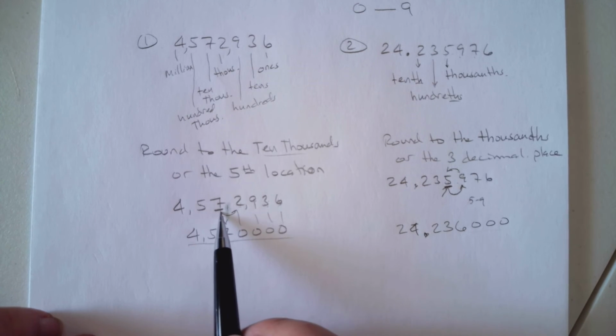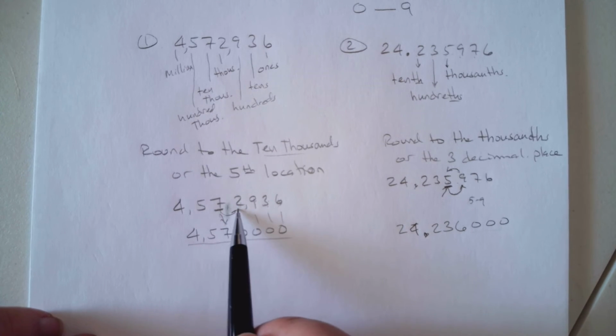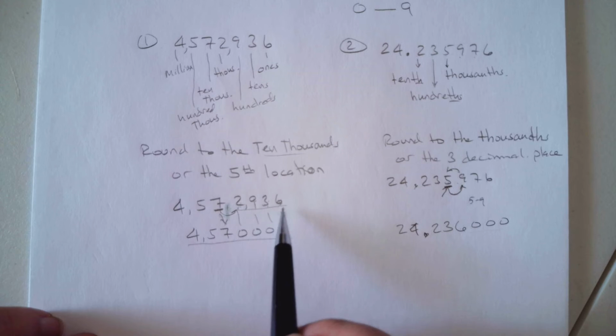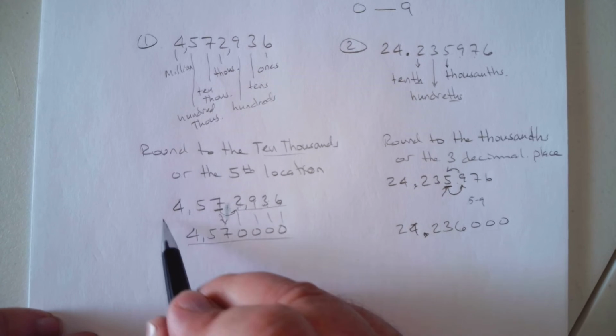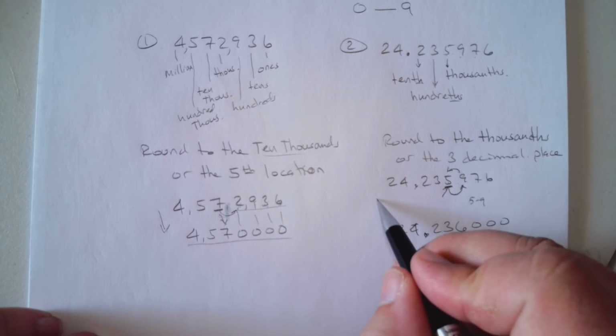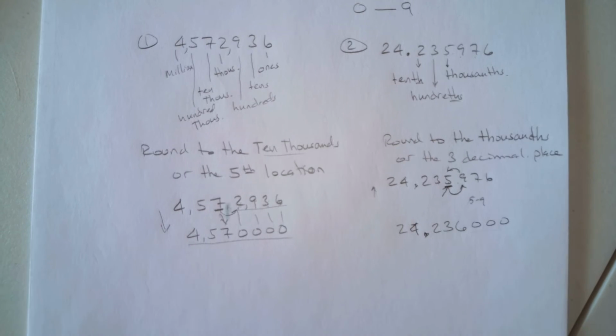Since I was looking for the 5th location, I go to the 4th location. Since that number is between 0 and 4, I round down. So all those become 0. So I went down here, I went up in this one. That's rounding.